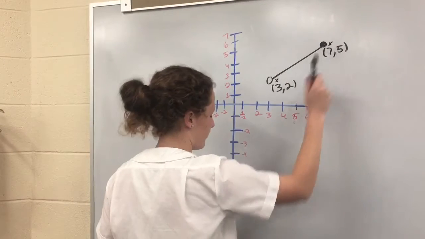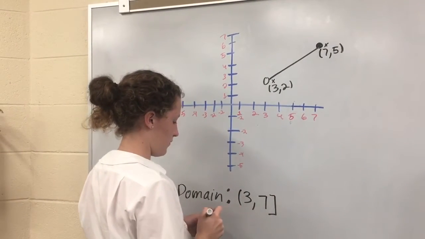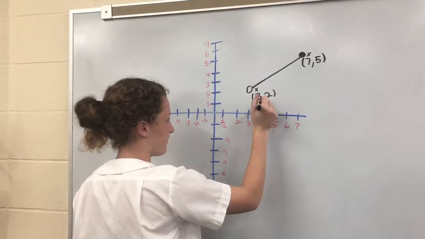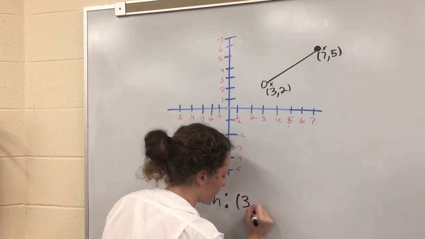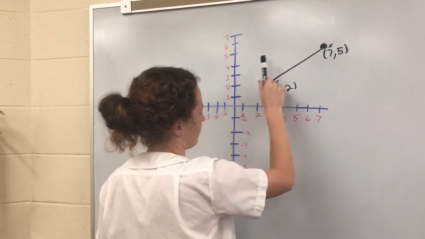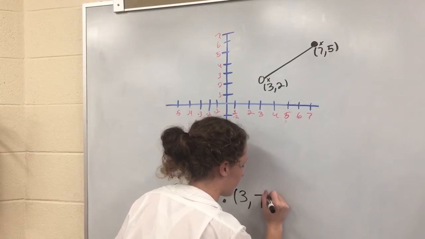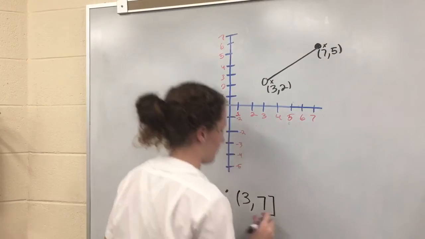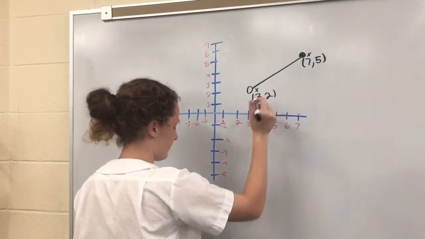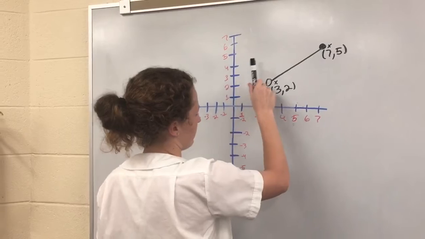In the definition of domain, the domain is always the x value. So the first part of the notation for interval notation is 3. Next, move to the right to the end of your line and look at the second point. Since the point is filled in, it is included and a bracket will be used. So the final domain will be parentheses 3, 7 bracket.